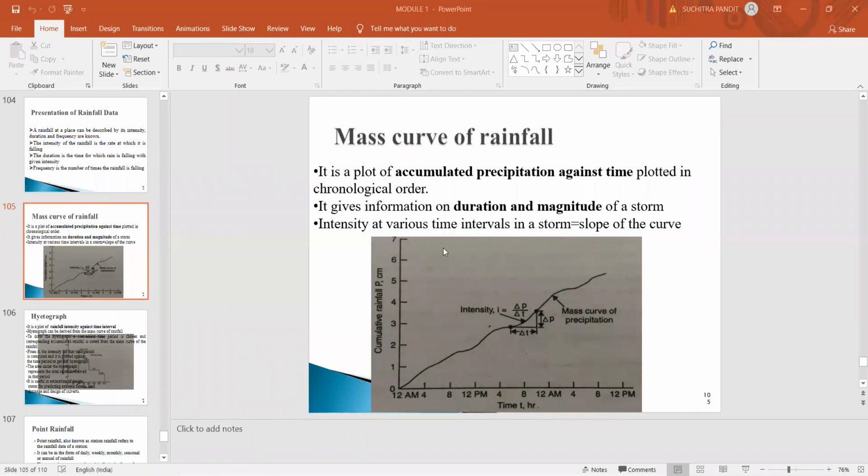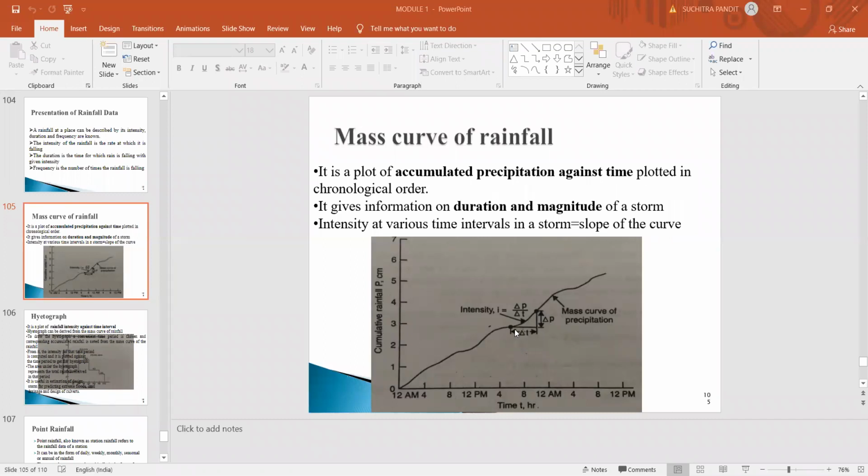Now, rainfall data can be presented by means of the mass curve of rainfall, which is a plot of cumulative rainfall versus time, and it is always a rising curve. At any time interval, you can calculate the slope of the mass curve, that is delta P by delta T. So it will give the depth of precipitation.